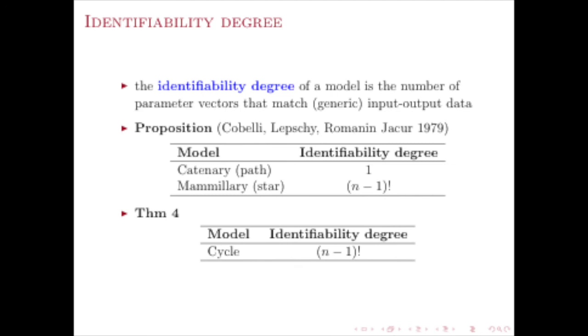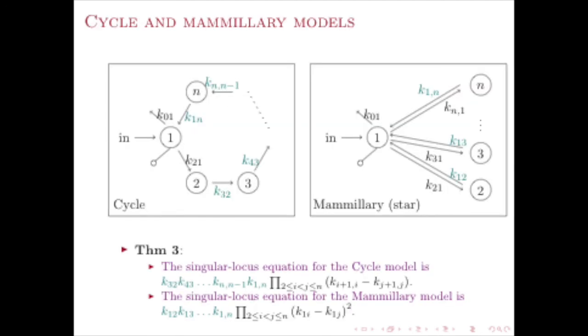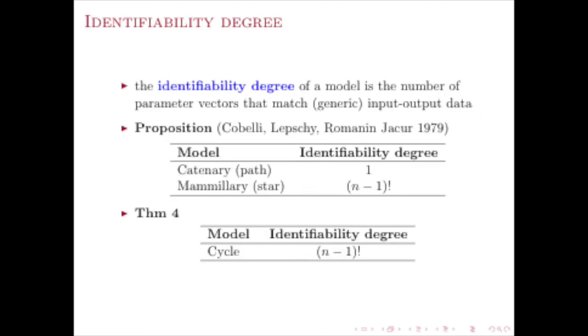So for the path and the star models, the catenary and mammillary models, the identifiability degrees were already known. Okay, and the star one is something that's not too hard to understand because, right, there's such symmetry amongst these n-1 components. For sure you can permute any of them. If you're only measuring from compartment 1, how can you distinguish compartments 2 through n anyway? So n-1 factorial is completely unsurprising there. Okay, and then what we did is the cycle one, which again is n-1 factorial, which sort of captures the fact that the cycle has a symmetry, but in some sense the symmetry is broken when you pick compartment 1. So it was a little bit mysterious.